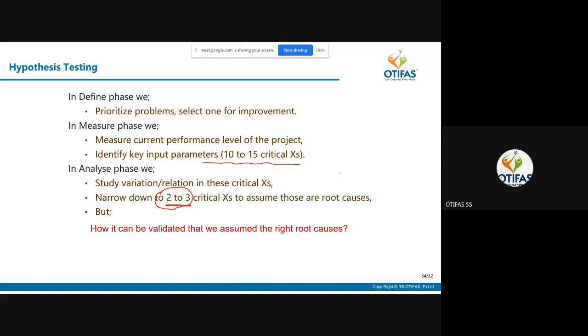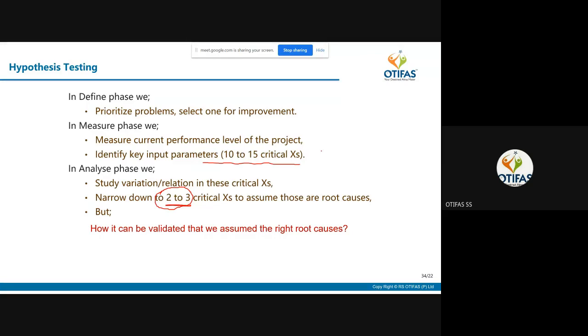So today I found something important and I am going to take a step, a decision, a policy making now. How will I take it? Because I don't know exactly what will happen after 5 years, but I have to take the decision now. Similarly, I find 10 to 15 critical Xs, out of this I got 2 to 3 critical Xs. But are they real root causes? I will come to know only after some time, after implementing.